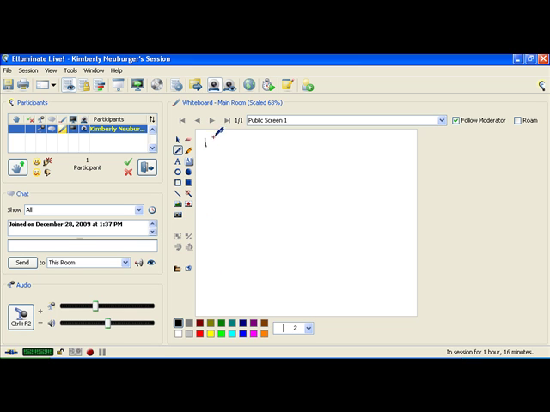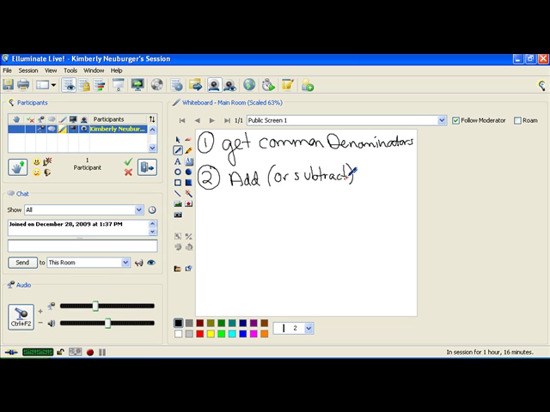The first thing you're going to do is get common denominators. That was what we did when we multiplied the top and bottom of each fraction by values that made it so the denominators matched. The second thing you're going to do is add (or subtract, because it's really the same thing) the numerators.